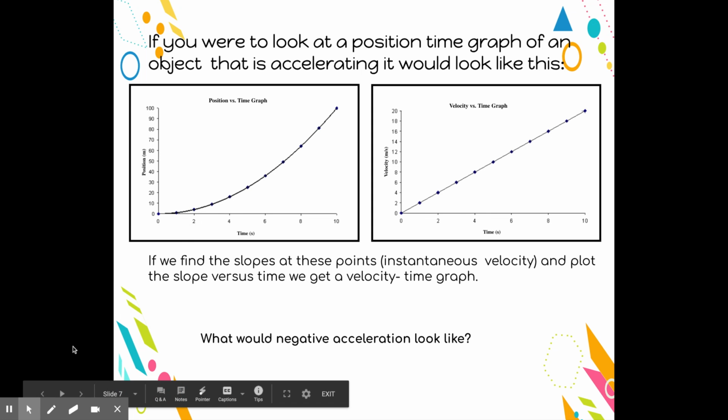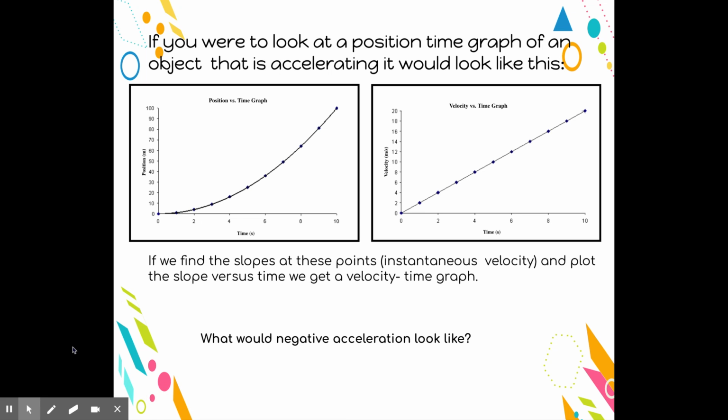So if you were to look at a position time graph of what this would actually look like, with position on your left-hand side and time on the bottom, as you increase your time, your object is increasing its position at an exponential rate, which is why you're seeing this curve. On the velocity time graph, your velocity is increasing at a constant rate, and so you're getting a nice slope.